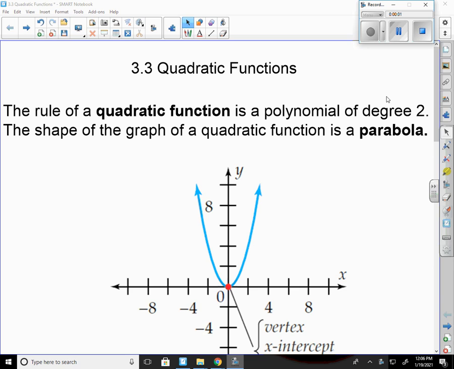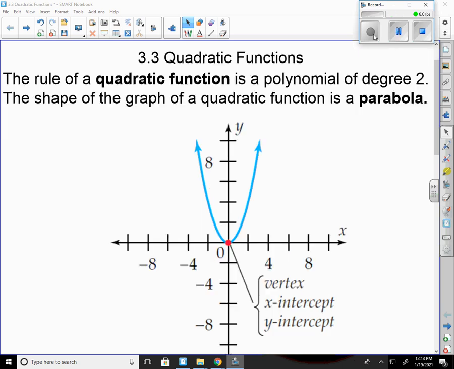Okay, today takes us into 3.3 quadratic functions. The rule of a quadratic function is a polynomial of degree 2, which means that 2 is the highest exponent. The shape of the graph of a quadratic function is a parabola. I'll give you time to write this down.